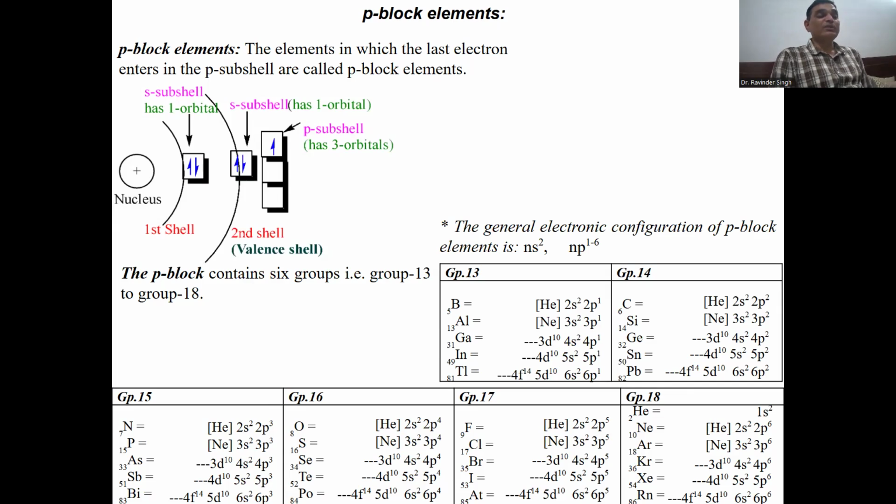Now, what is the general electronic configuration? The general electronic configuration of p block elements is ns2, meaning s is always filled. In the valence p subshell, the electrons range from 1 to 6, because in group number 13 there is only one electron in the valence p subshell. Group number 14 has 2 electrons. Group number 15 has 3 electrons in the valence p subshell. Group 16 has 4 electrons. Group number 17 has 5 electrons in the valence p subshell, and group number 18 has 6 electrons. So the general configuration is ns2 np1 to 6.